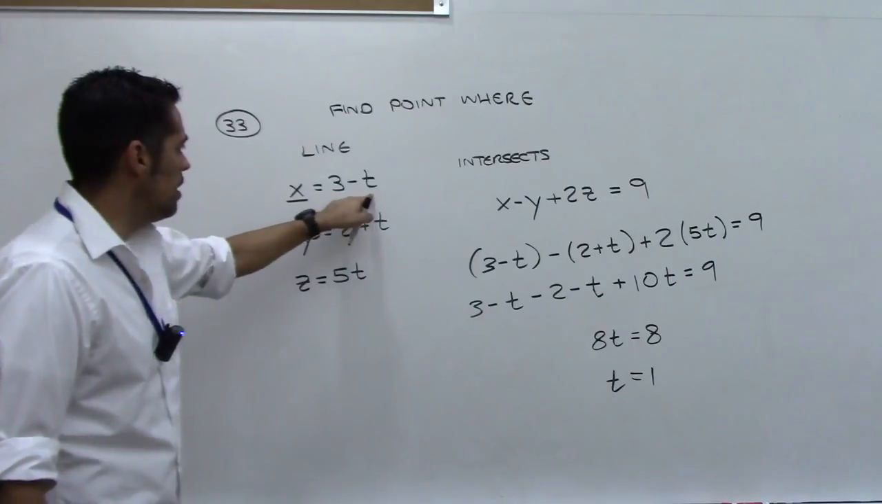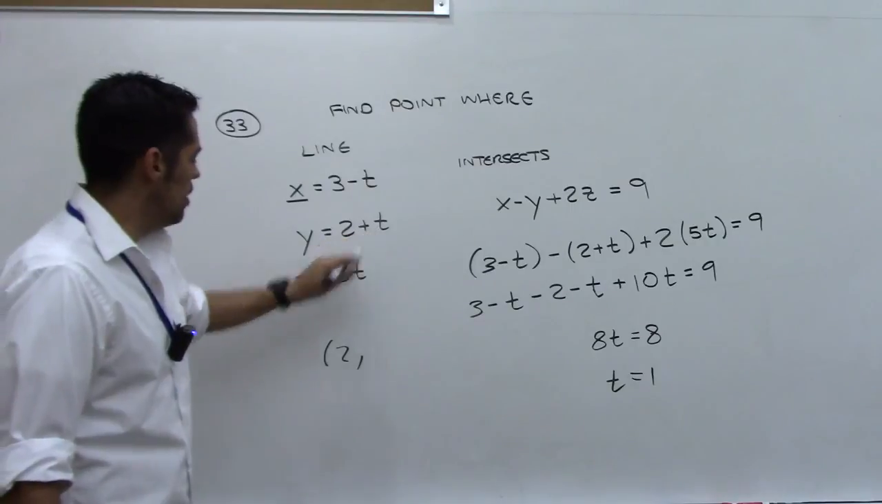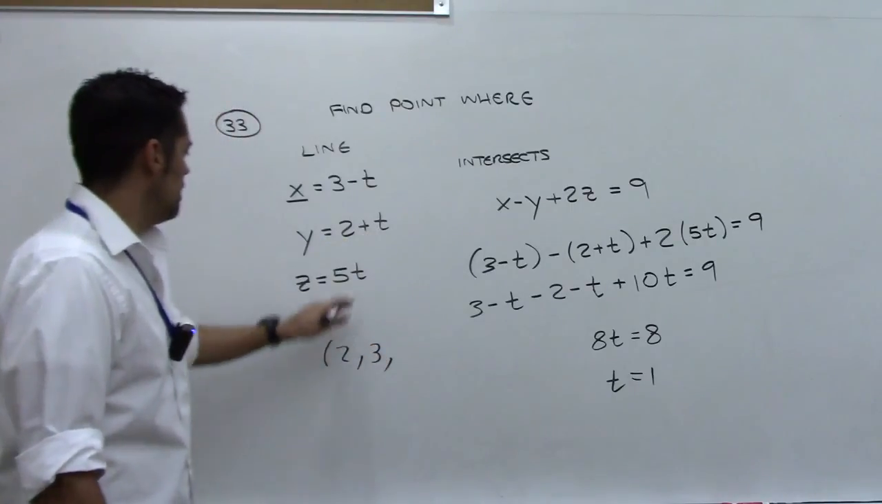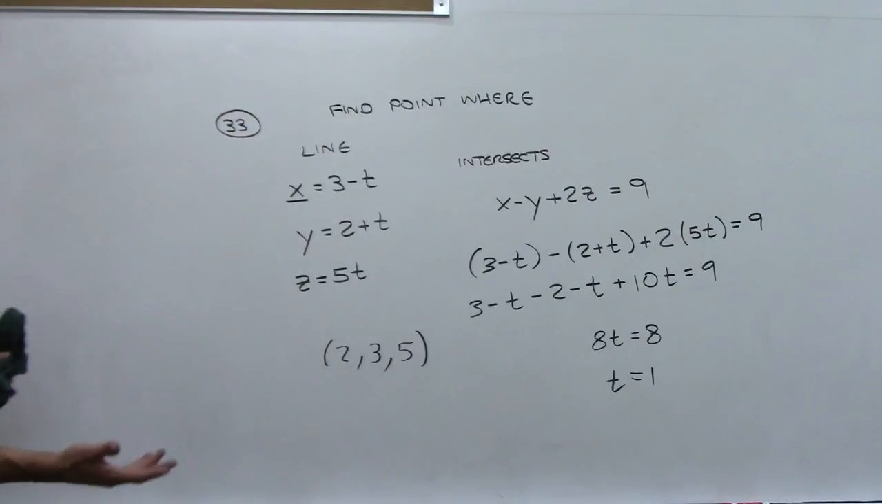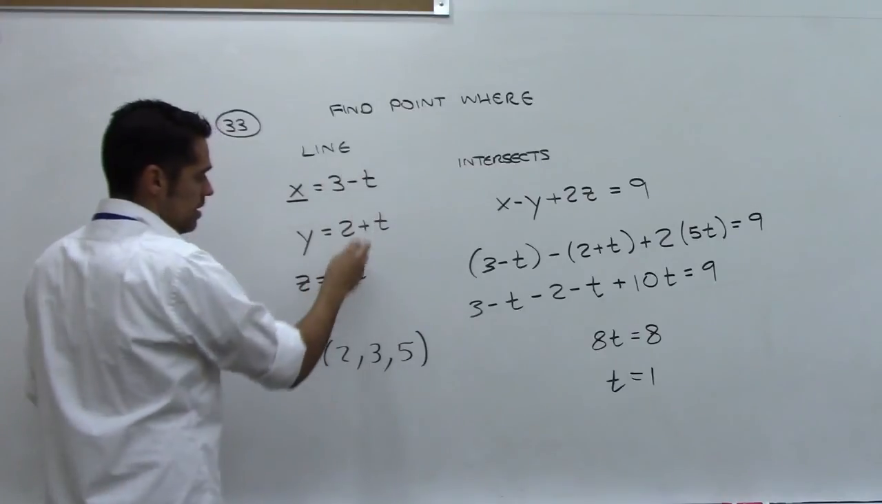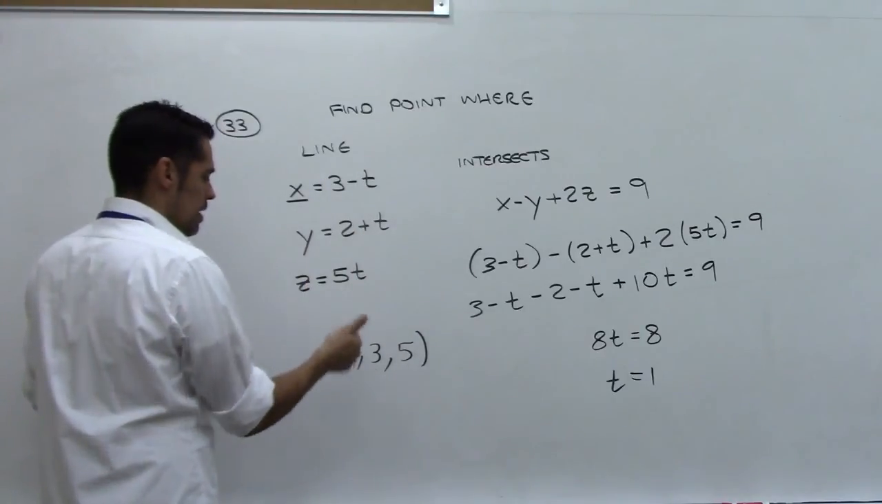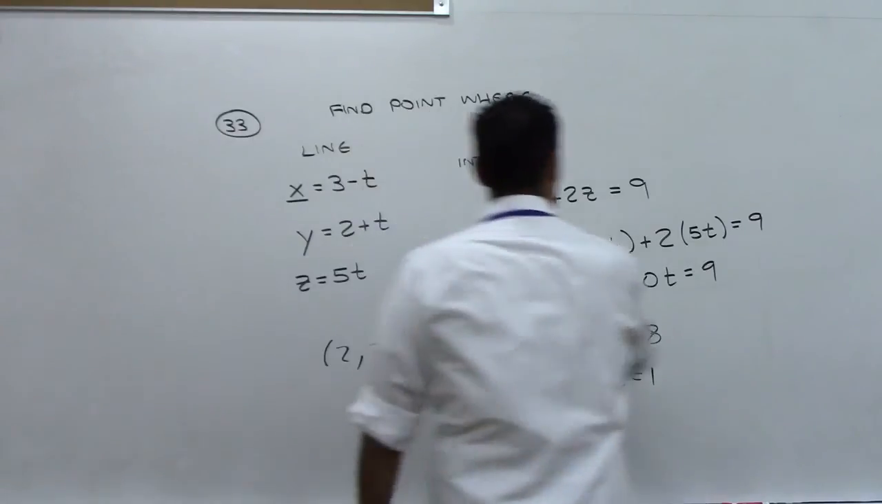If I let t be 1, I get x is 2. Let t be 1 here, I get 3. Let t be 1 here, I get 5. So you can verify for yourself. I mean, we know this point lives on this line, right? Because you just plug in t is 1 and you get this point. So that definitely lives on this line. Does it live on that plane? It should. Let's just check it.